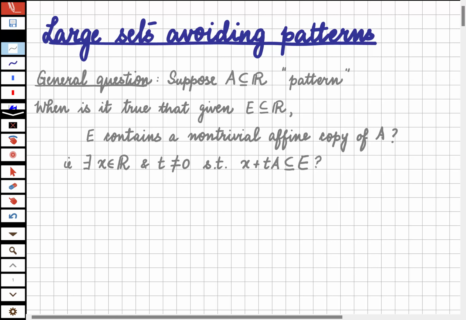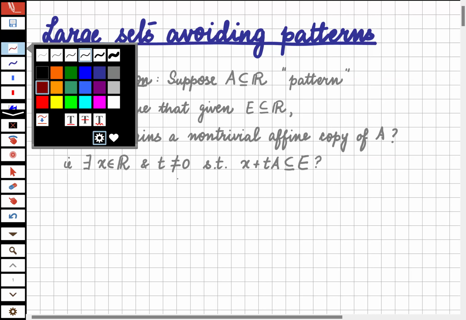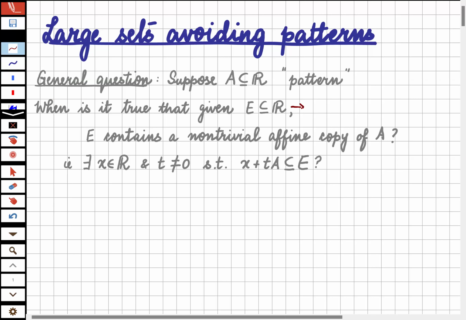For pattern containment, the answer is that such inclusions actually hold, and for avoidance problems, E doesn't contain any such affine copy. Okay, so I think we better start with some examples. So when is it true? I think it's better to say that there are some easy answers. So E has to be large.